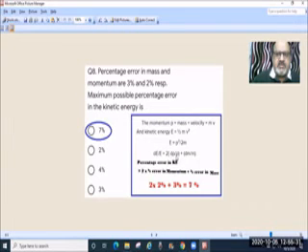Now what is the percentage error in momentum? Respectively means 2. So 2 into 2. Percentage error in mass is 3%. 2 times 2 is 4, plus 3, that is 7%. 7% is the answer.